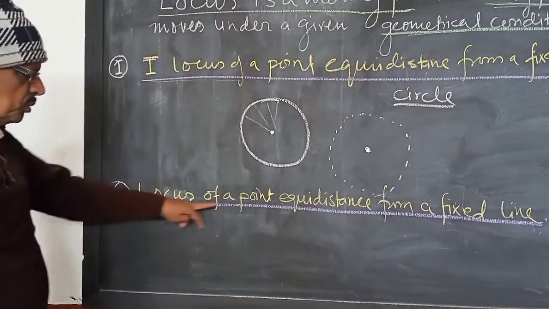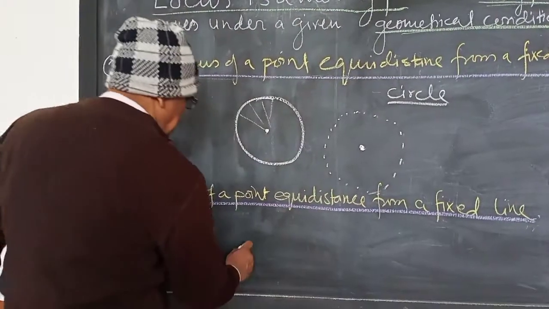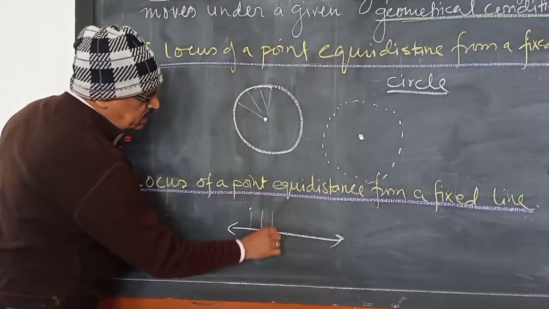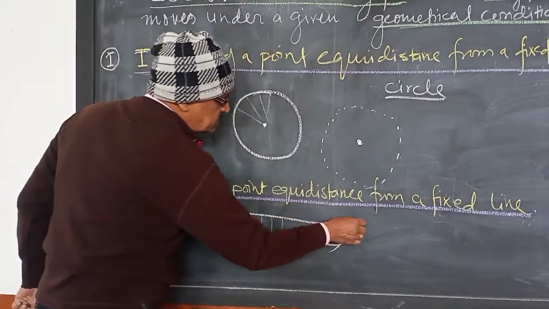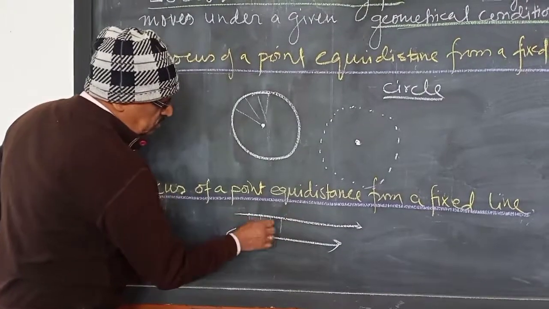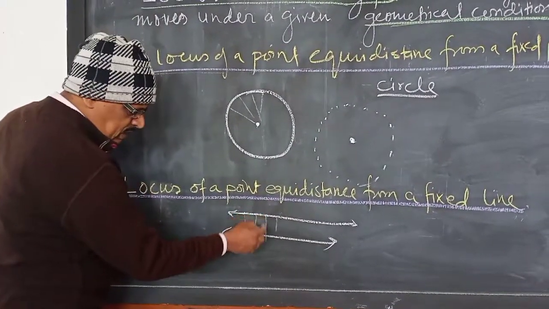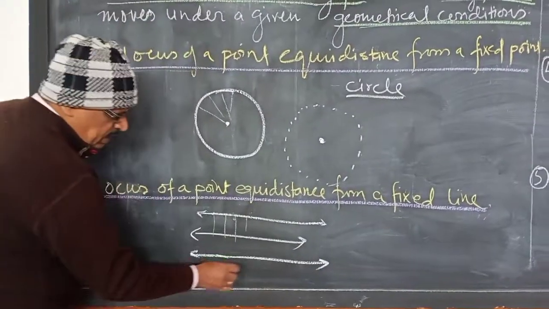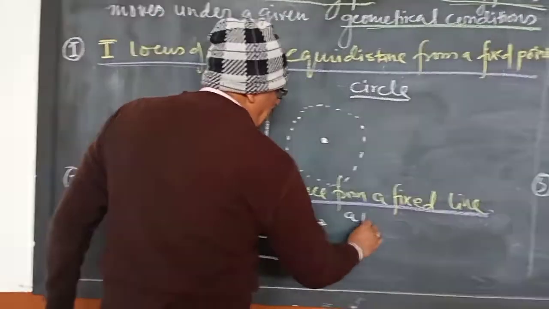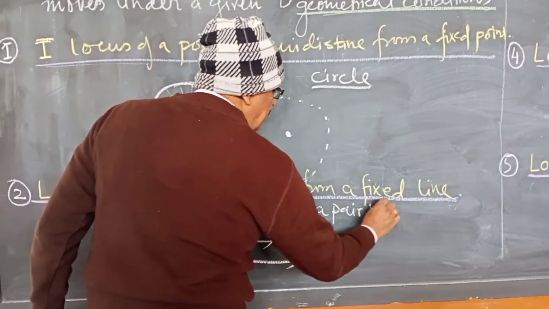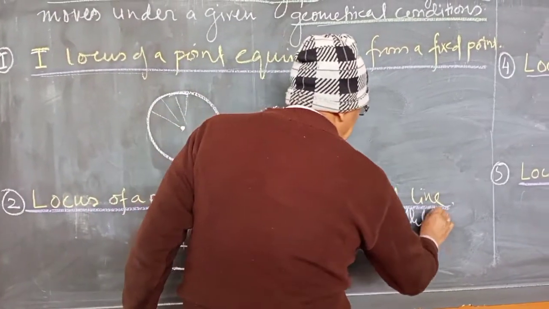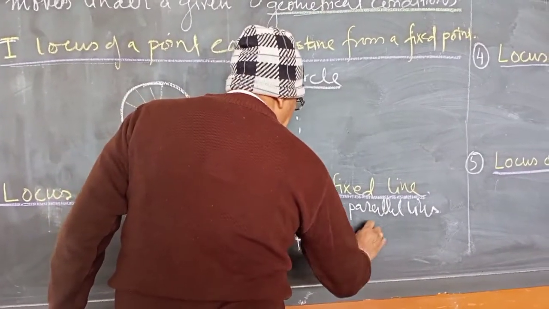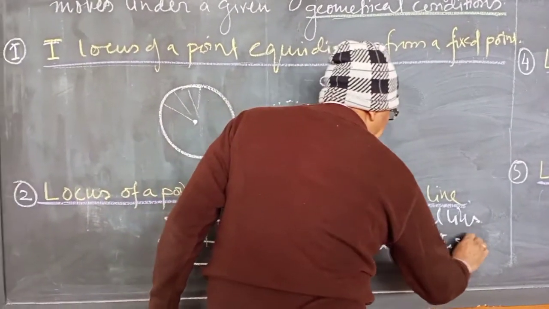Now, locus of a point equidistant from a fixed line. Suppose this is the fixed line. The point will move in such a way that this distance is always equal. So what will we get? A parallel line. Once again, the point may be on this side, then also a parallel line. So what do we write? A pair of parallel lines parallel to the given line.